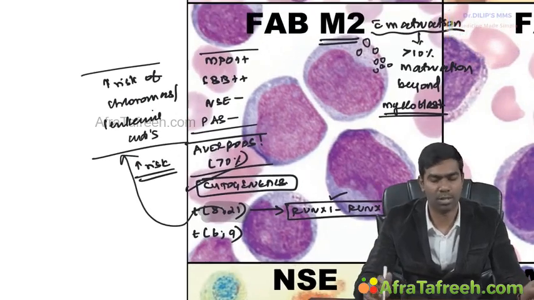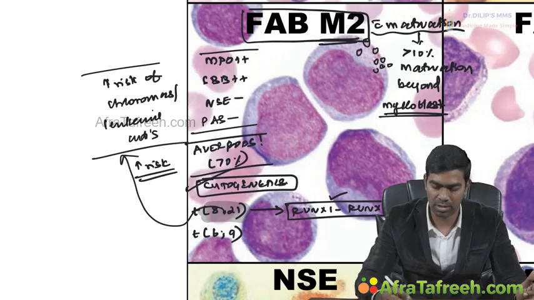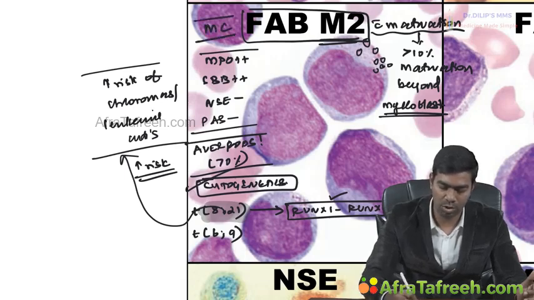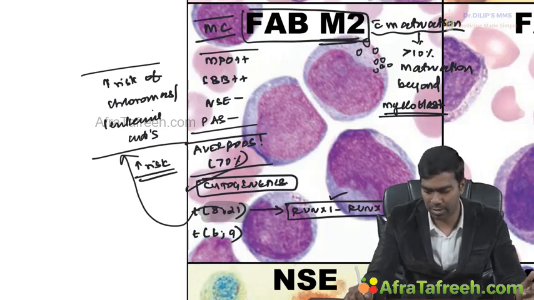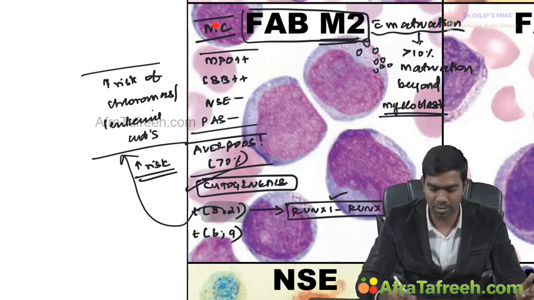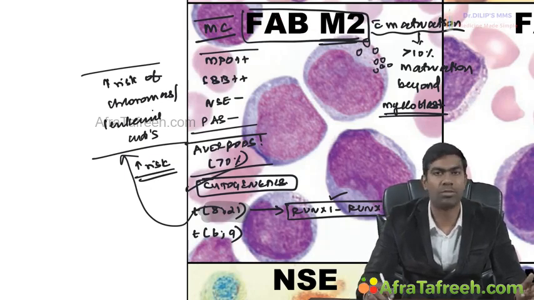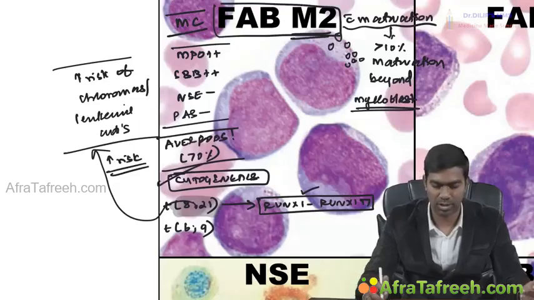And one more interesting point about this M2 AML is that it is the most common variety among the AML subtypes. So among the FAB classification, if somebody asks you which is the most common, you have to answer it is AML M2. M2 type is the most common of all the acute myelogenous leukemias. I hope you got it. Clear? And morphology wise, there is not much different except for the changes in all these things.